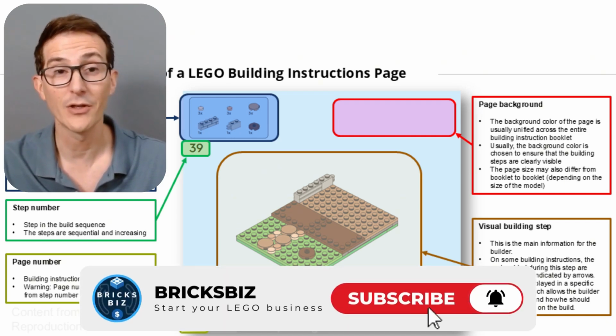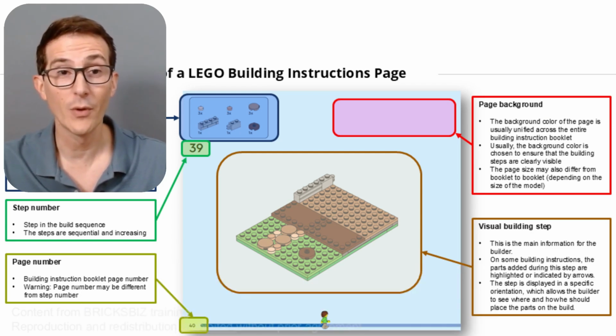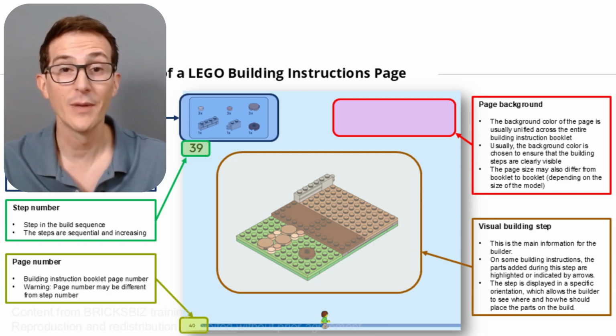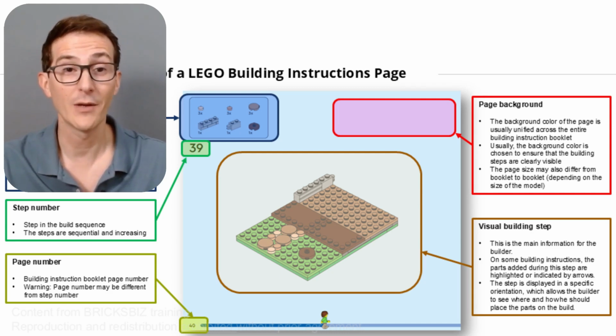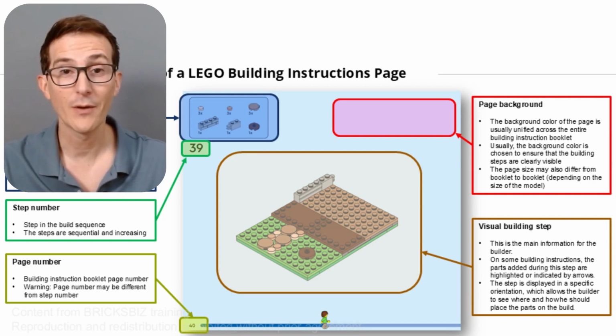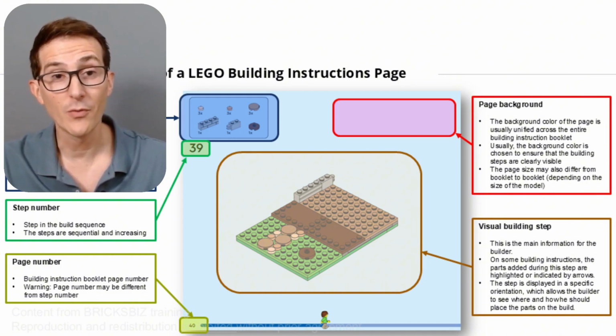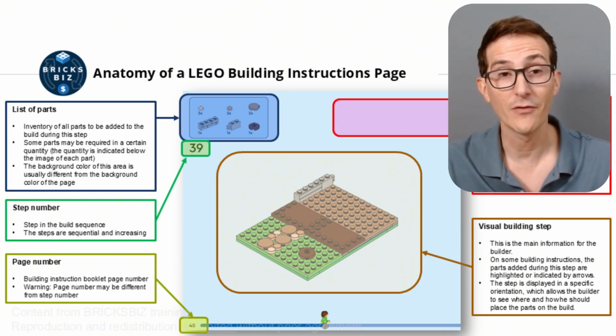In the center of the page, you'll usually find a 3D visual of the building step. This visual allows the model builder to understand where he needs to place the bricks onto the model to advance his build. This is not the case in all LEGO building instructions, but on some building instructions, the parts added during this step are highlighted or indicated by arrows. You may notice that the 3D visual of the building step has a specific orientation, allowing the builder to situate or place his parts. You'll find these same features, sometimes in a different format, in all official LEGO instructions.